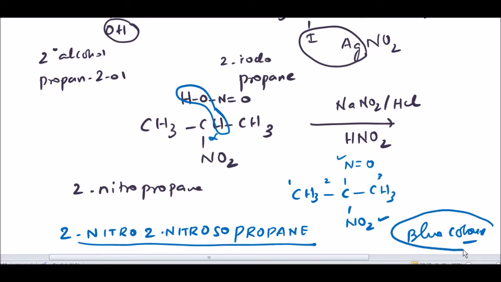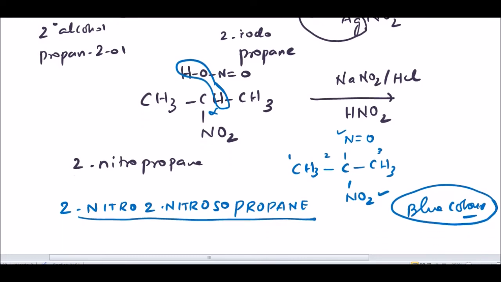So that's the biggest difference between primary and secondary. Primary gives you red color, but in the same steps, secondary gives blue color. So that's the greatest difference between primary and secondary.